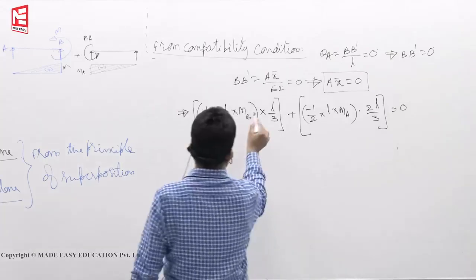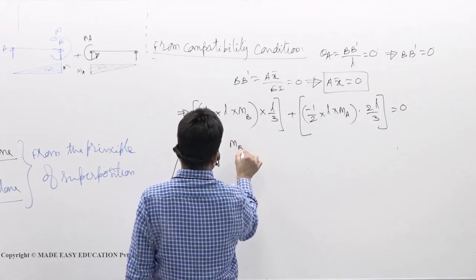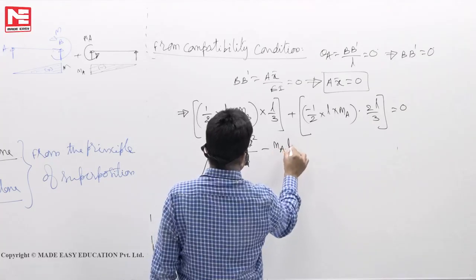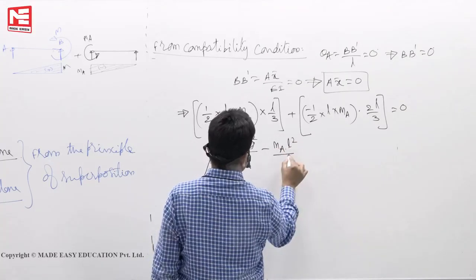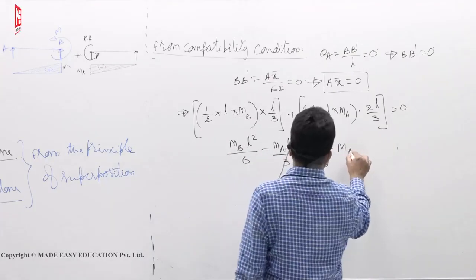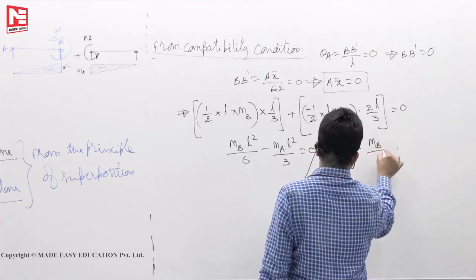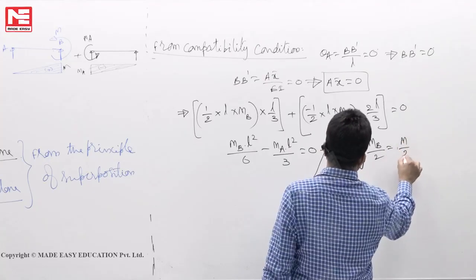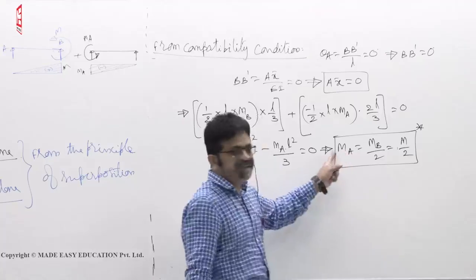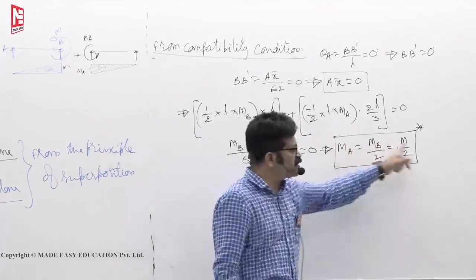This must be 0. So MB into L square by 6 minus MA into L square by 3 must be 0. So MA you will get MB by 2, which is nothing but M by 2. So to make theta A 0, your MA must be M by 2.